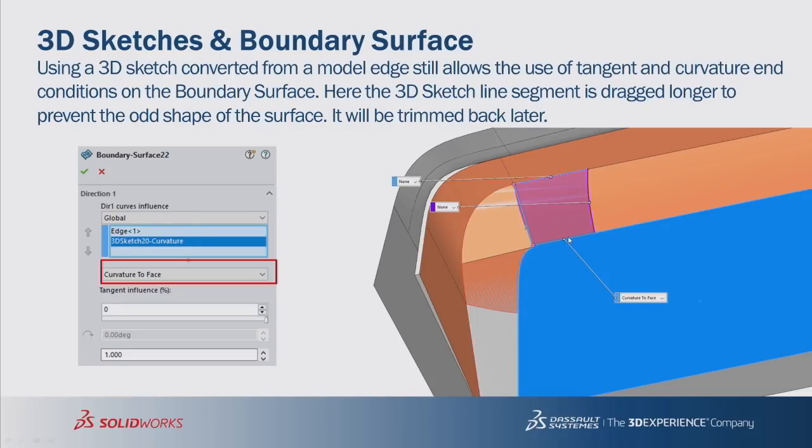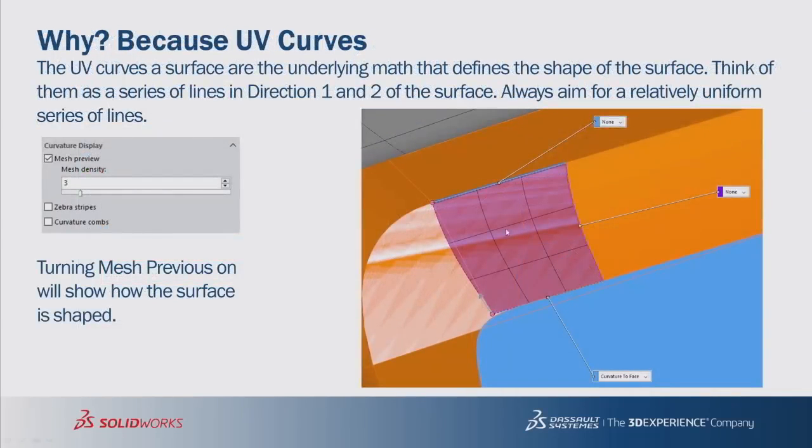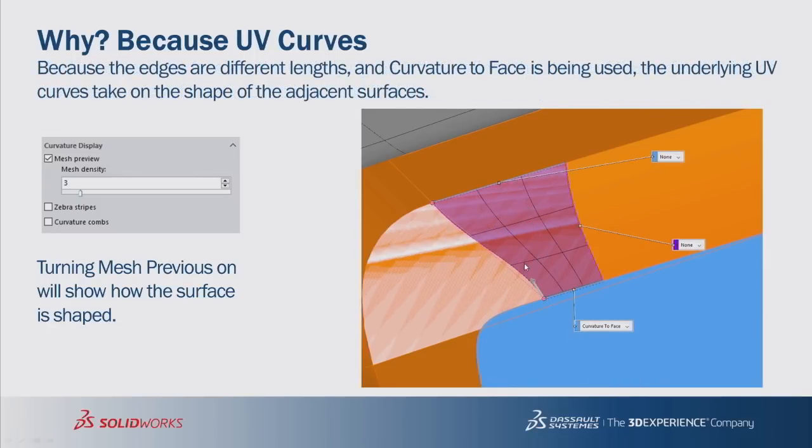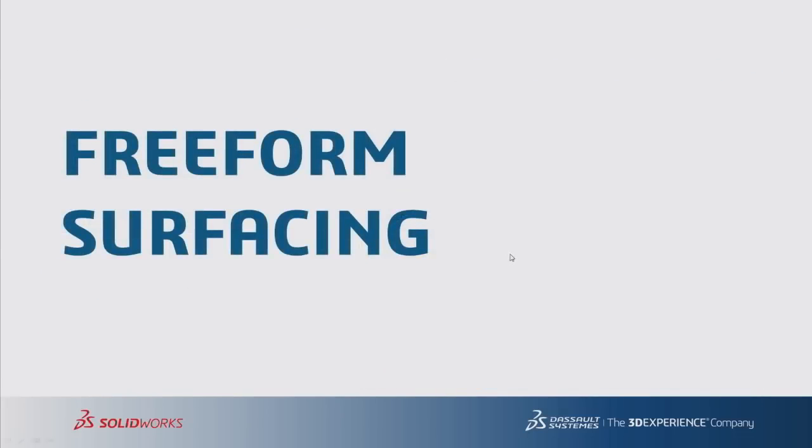We're using that boundary surface, pulling it back. I can still make it curvature to face. And why? Because of the UV curves. The UV curves of this surface are very straight compared to the UV curves of this surface. And when we're surface modeling, we want to aim for that as much as possible. So we're going to move on to another example, freeform surfacing.